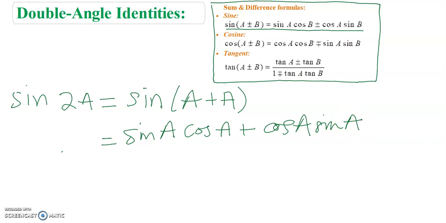Now, as you can see, multiplication is commutative. So sine a cos a and cos a sine a are like terms, and we combine them to obtain our double angle identity for sine, which is sine 2a equals 2 sine a cos a.